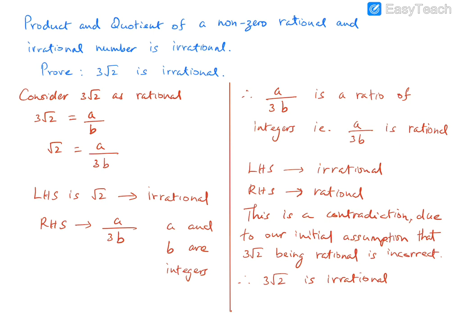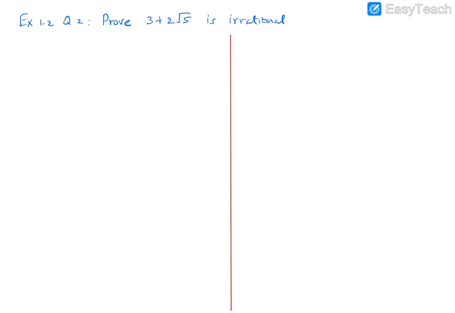Okay, so we have seen a few examples here of how to prove that a number is irrational using the method of contradiction. Let's do a couple more examples from the exercise. So here we are going to use the sum of a rational number with an irrational number. So we have 3 is a rational number. 2 is also a rational number, but root 5 is an irrational number. So we have seen that the product of a rational number with an irrational number is irrational. So 2 root 5 is going to be irrational, and this irrational added to a rational number is also going to be irrational, and we need to prove that.